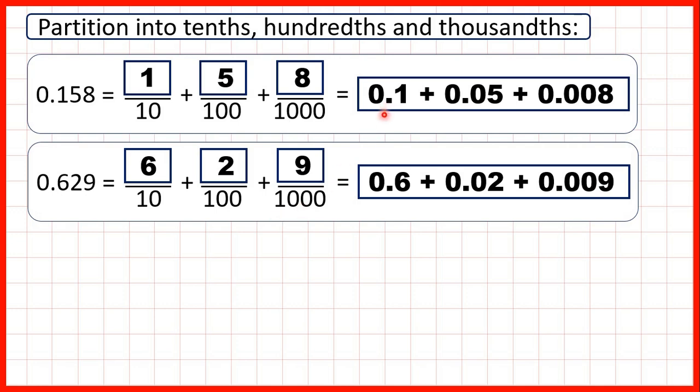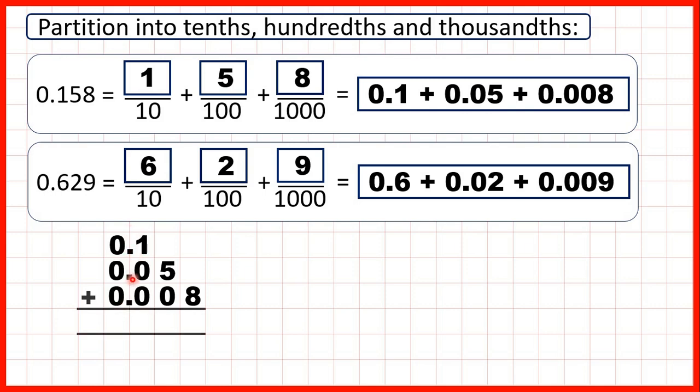We can also show the decimal partition as a column addition. So for 0.158, we had 0.1 plus 0.05 plus 0.008. Now we can write these numbers out with the decimal points lined up, because if the decimal points are lined up, then the other place values, so the ones, tenths, hundredths and thousandths columns, will be lined up as well.